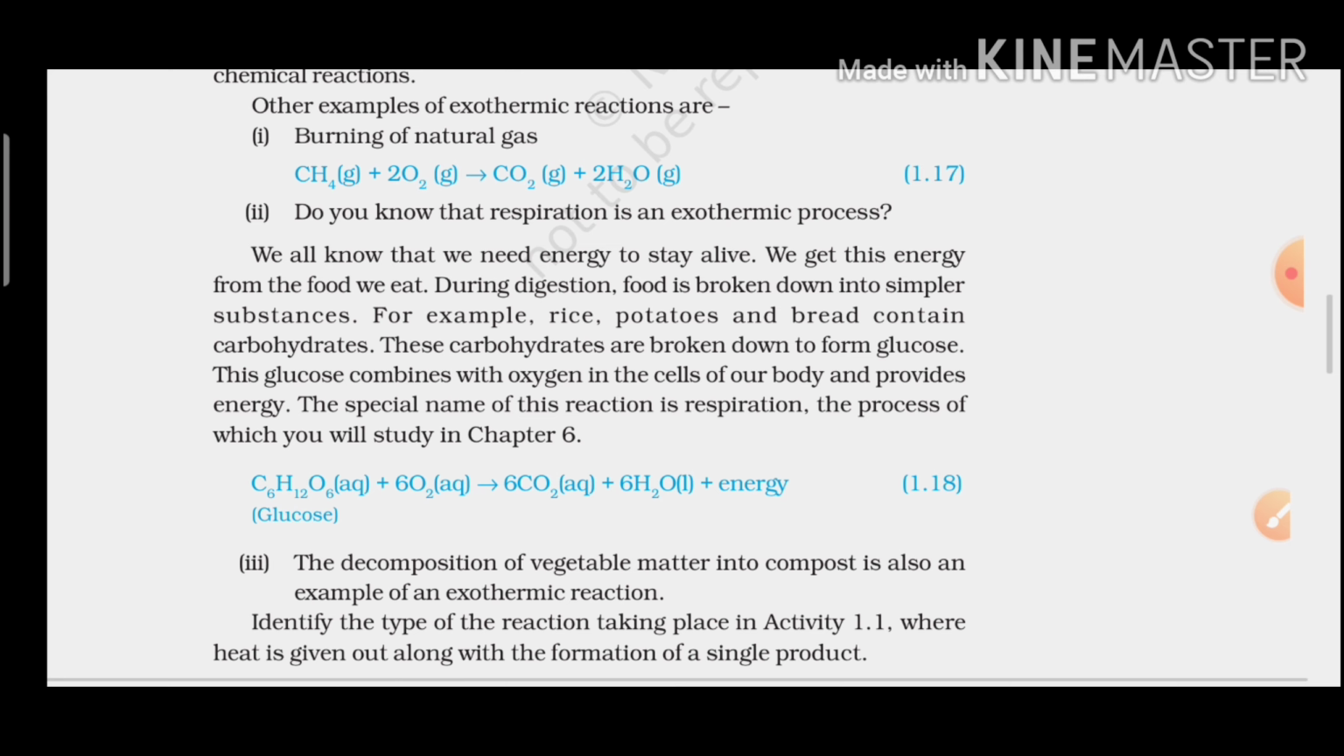The third one is decomposition of vegetable matter into compost, and this is also an exothermic reaction, as during the decomposition of vegetable matter it produces a large amount of heat. So this is an example of an exothermic reaction. So students, this is all about combination reaction.